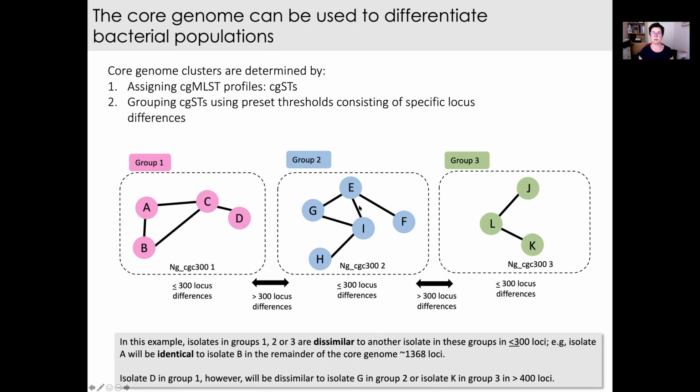Similarly then for these ones in group 2 and these ones in group 3. However, between groups 2 and 3, for example, group 3 will be dissimilar to isolates in group 2 in more than 300 loci. So it's a way in which we can form core genome group clonal complexes of our isolates, and we can use different thresholds of locus differences. We can go down to 2 or 5 locus differences, so isolates which form clusters at 5 or fewer locus differences would be really highly related, whereas obviously the higher the locus difference threshold you go, the more distantly related they will be.